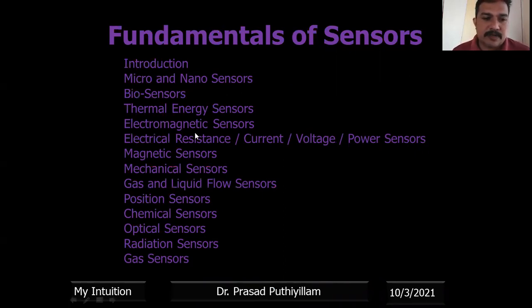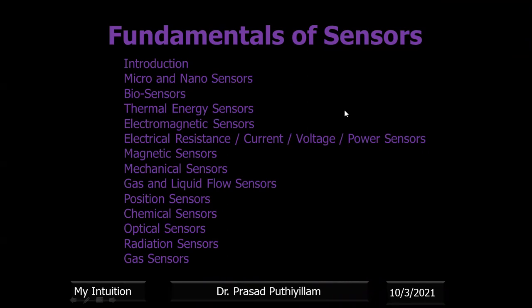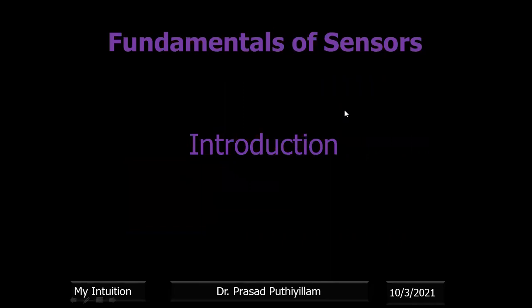So in this particular class video, I'm explaining about the introduction to sensors, then micro and nano sensors, biosensor, thermal energy sensor, electromagnetic sensor, electrical resistance sensor, electric current, voltage, power sensor, magnetic sensor, mechanical, gas and liquid flow sensor, position, chemical, optical, radiation and gas sensor. So it is going to be a little bit lengthier video class.